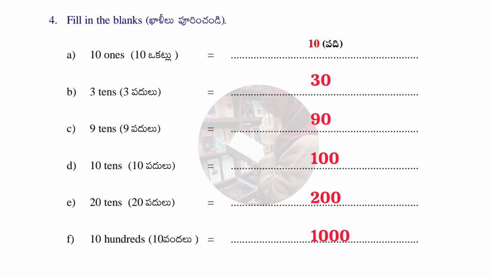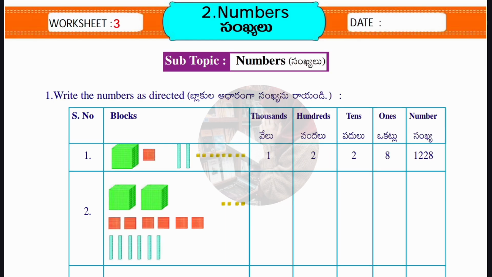Now we'll move to the next worksheet, worksheet number 3. Here the subtopic is numbers. The first question is write the numbers as directed. Here one box is given very neatly, in which we have 7 columns. The first column is serial number, the second column is given blocks. Then the next columns are thousands, hundreds, tens, ones, and the entire number. One example is given.